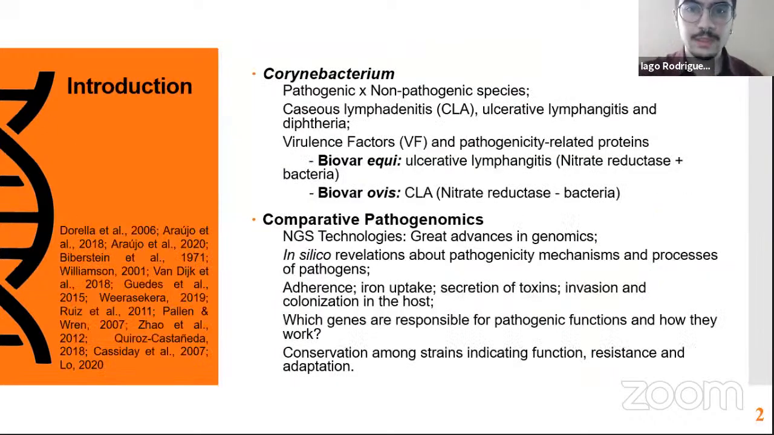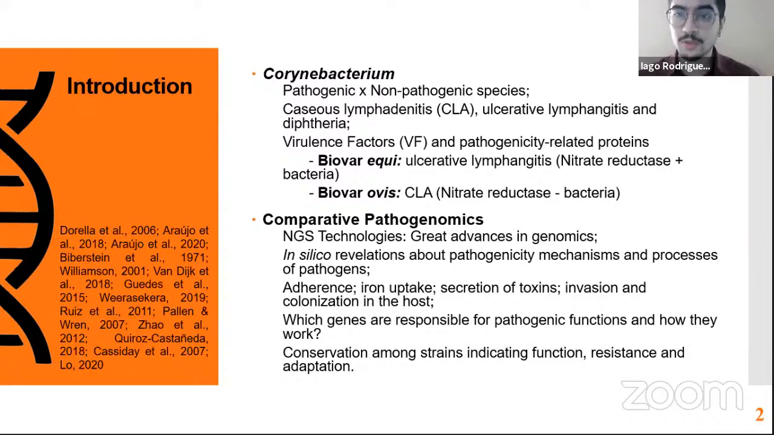To introduce that, we must consider that the bacterial genus Corynebacterium can have its species divided as pathogenic and non-pathogenic. Among the pathogenic or diphtheric ones, we can mention C. pseudotuberculosis, C. diphtheriae, and C. ulcerans, which are responsible for the transmission of caseous lymphadenitis, ulcerative lymphangitis, and diphtheria. For the transmission of these diseases, some virulence factors and pathogenicity-related proteins should be considered.